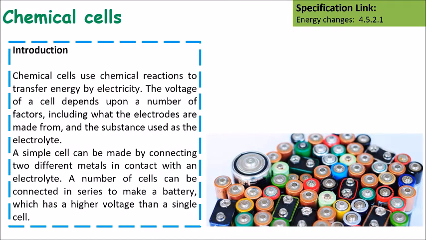Chemical cells use chemical reactions to transfer energy by electricity. The voltage of a cell depends upon a number of factors, including what the electrodes are made from and the substance used as the electrolyte. A simple cell can be made by connecting two different metals in contact with an electrolyte. A number of cells can be connected in series to make a battery, which has a higher voltage than a single cell.